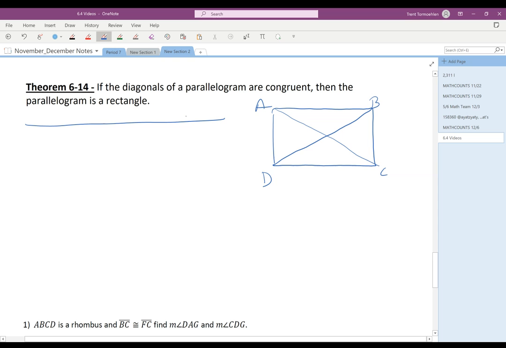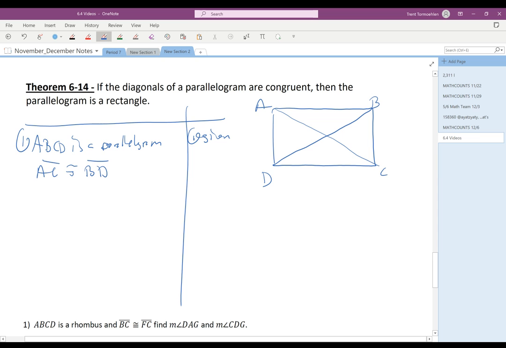You're given that ABCD is a parallelogram, and you're given that AC is congruent to BD. The diagonals are congruent. Then we want to show that this is a rectangle, which means we're going to need to show these are right angles. And we can do that by proving these two triangles congruent.